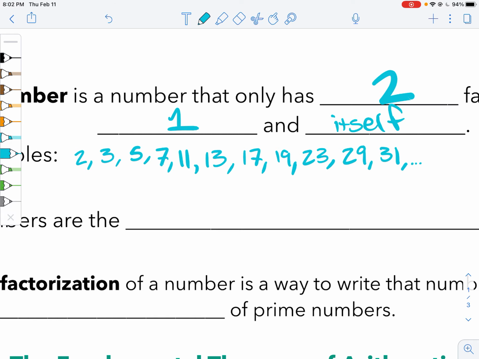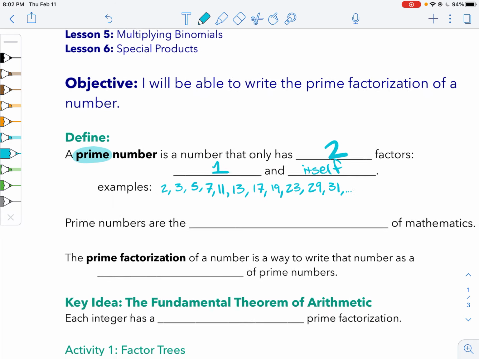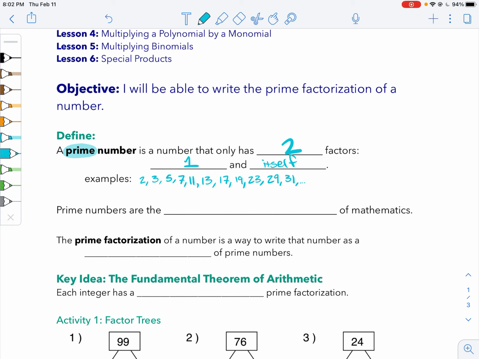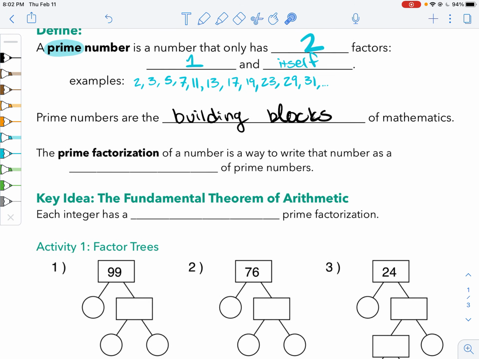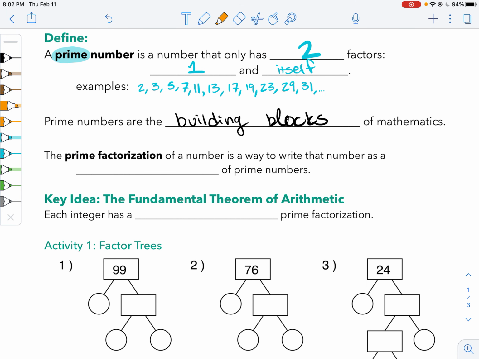So that's exciting. If you want to learn more, we can talk more about prime numbers in class. Prime numbers, we call them the building blocks of all other numbers. They're the building blocks of mathematics exactly because you can't break them up into anything else. They're as basic as you get without being literally one. Now, our key idea of the day is prime factorization.